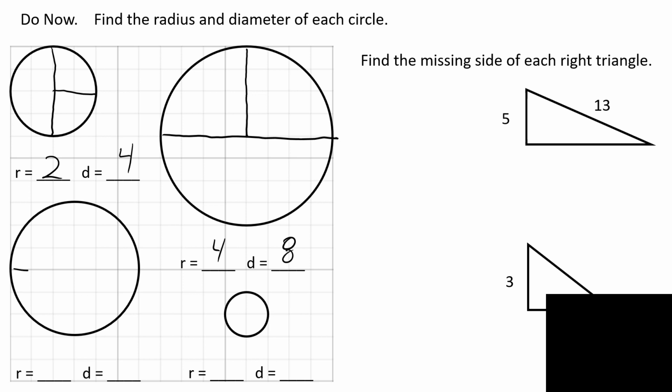Lower left circle, looks like a radius of 3, a diameter of 6. Right, this part of the do now should have gone really quick for you. Radius of 1, diameter of 2.